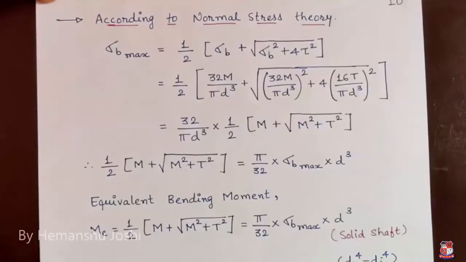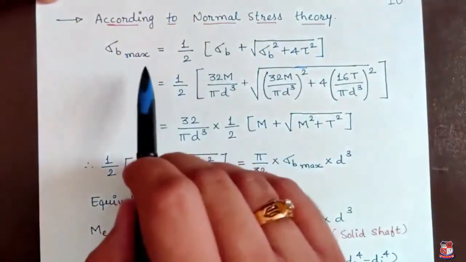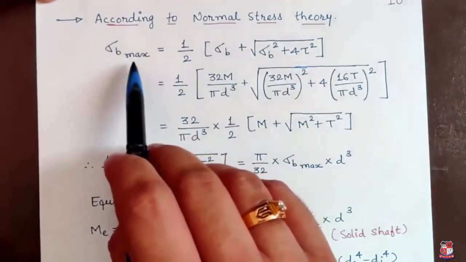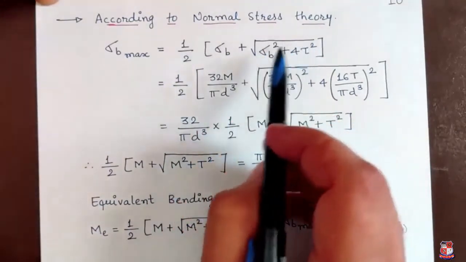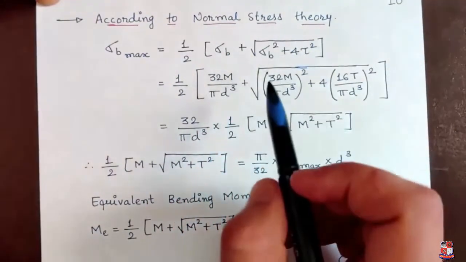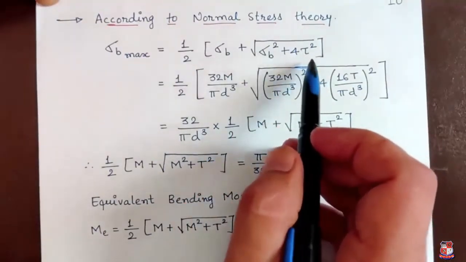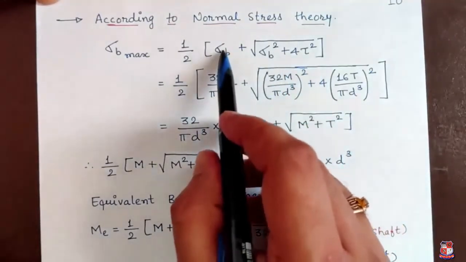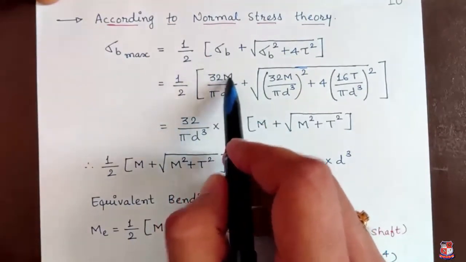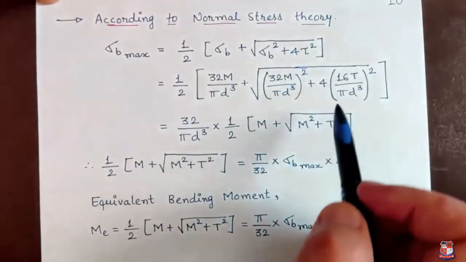Our second theory to design the shaft subjected to combined bending and twisting moment is normal stress theory. Now we know that the equation of normal stress theory is sigma b max is equal to 1/2 of sigma b plus root of sigma b square plus 4 tau square. Now we have already derived the equation of sigma b and tau, so we have to put the values here from equation number 1 and 2 respectively. So in place of sigma b, it will be 32 into M by pi d cube, and in place of tau, it will be 16 into T by pi d cube.